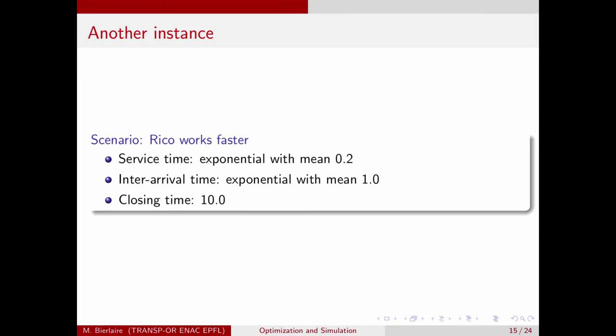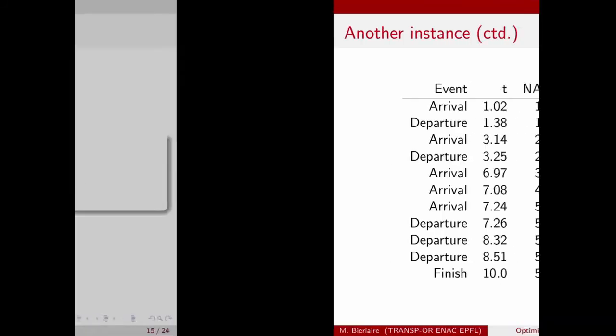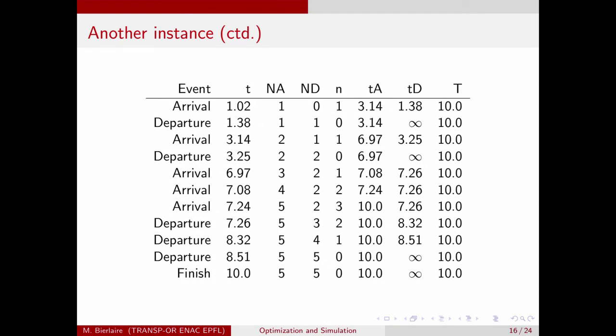Now, the good thing with this is that we can basically try other scenarios. So what if Rico works faster, or what if I hire somebody who works faster than Rico? This is something that is easy to simulate. So here what I've done is to say, well, now let's assume that the service time has a mean of 0.2 instead of 1. And I keep the other two parameters the same. And then I do the same thing. I can simulate all the events, and I will not go through the list. You can just check the instance yourself.